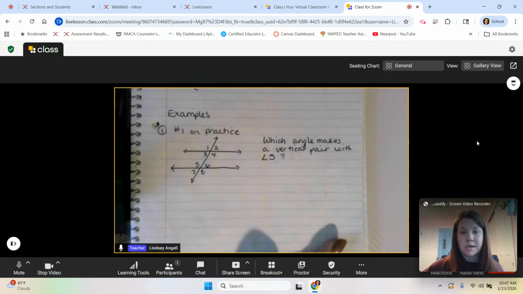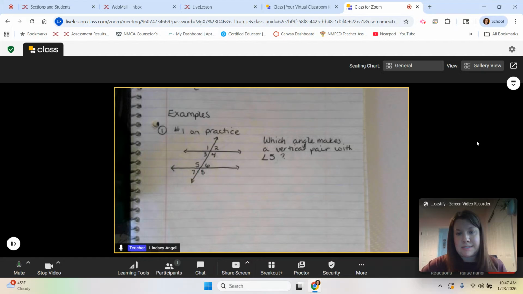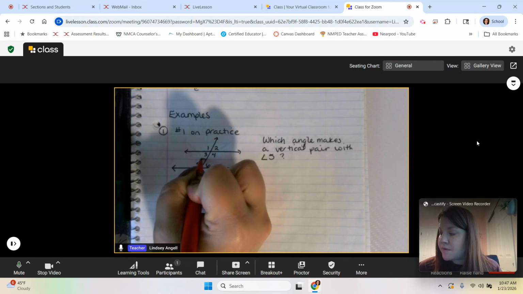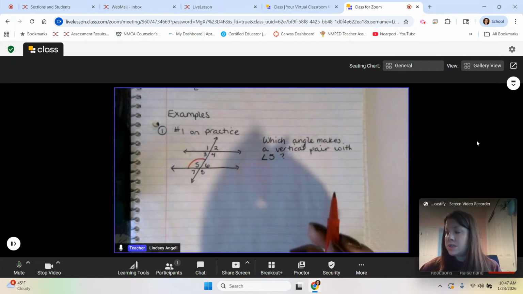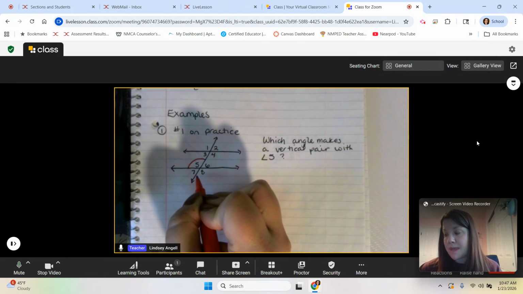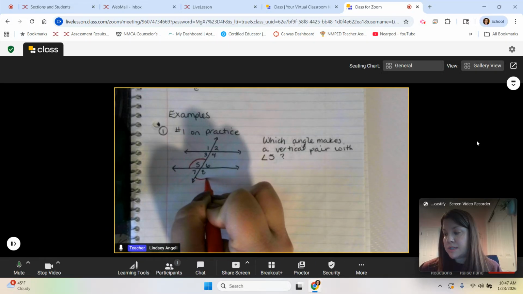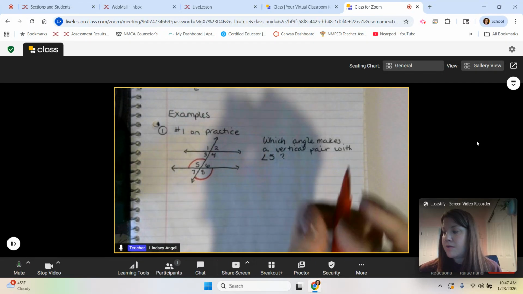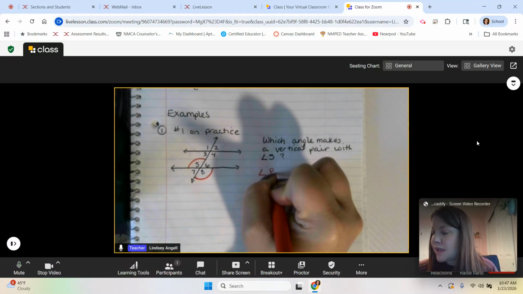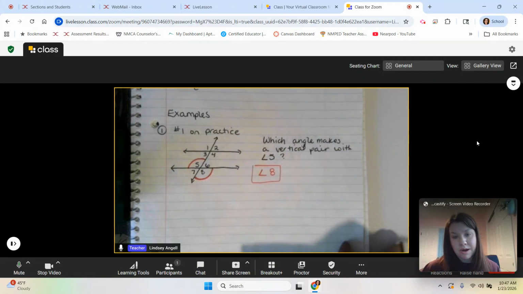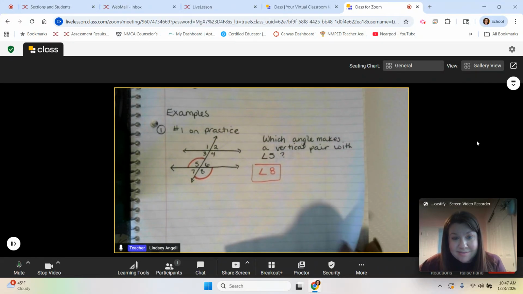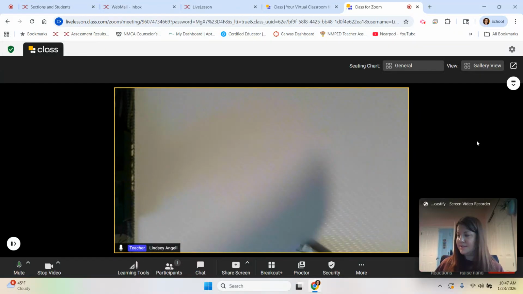Number 1, which is also number 1 on your practice: which angle makes a vertical pair with angle 5? Well, first we have to find angle 5. Here's angle 5. We're looking for the one that is across from it and shares that vertex. That would be this one here, angle 8. So angle 8 is our answer. That's not bad, right? We can do this. Easy peasy.